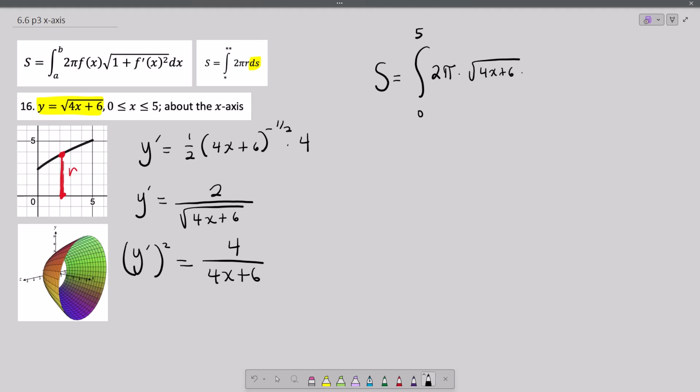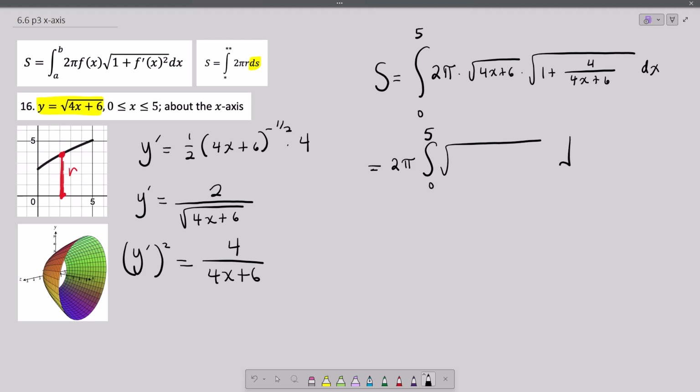And then ds is always the square root of 1 plus the derivative squared. So we have 1 plus this expression. And this will be a dx. And once again, we have a product of square roots. And whenever we have a product of square roots, we can combine the square roots into 1 by multiplying the insides together. So we're going to take the inside of the left square root and multiply it by the inside of the right square root.